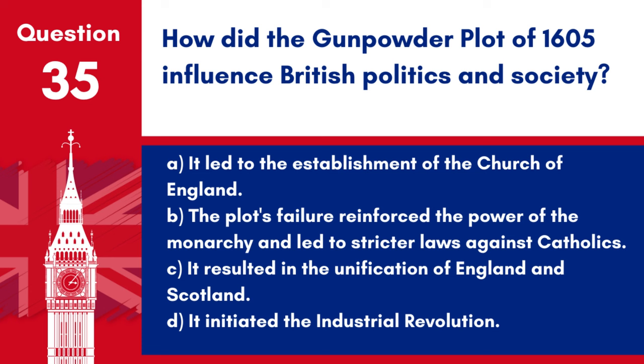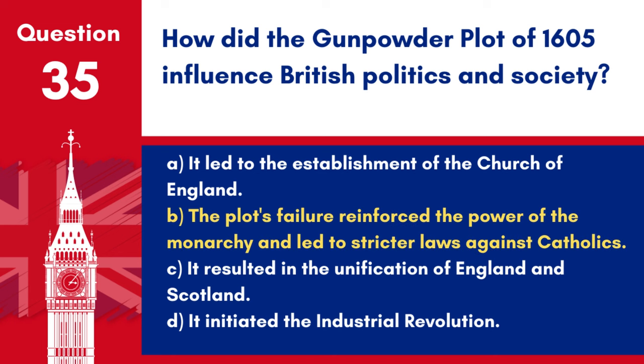Question 35. How did the Gunpowder Plot of 1605 influence British politics and society? A. It led to the establishment of the Church of England. B. The plot's failure reinforced the power of the monarchy and led to stricter laws against Catholics. C. It resulted in the unification of England and Scotland. D. It initiated the Industrial Revolution.